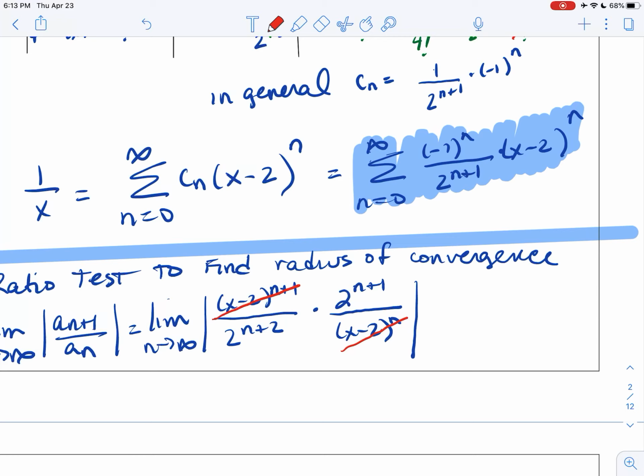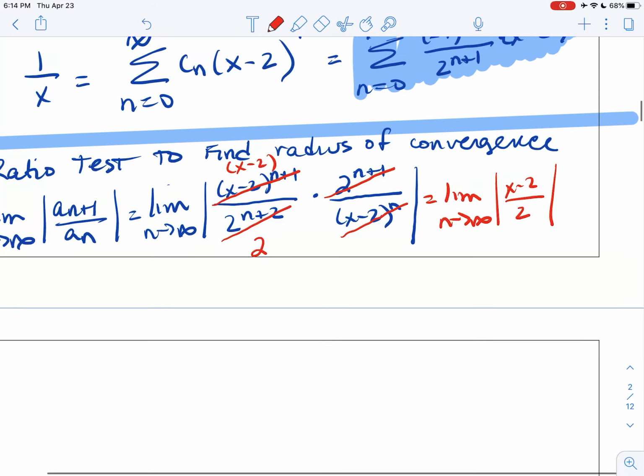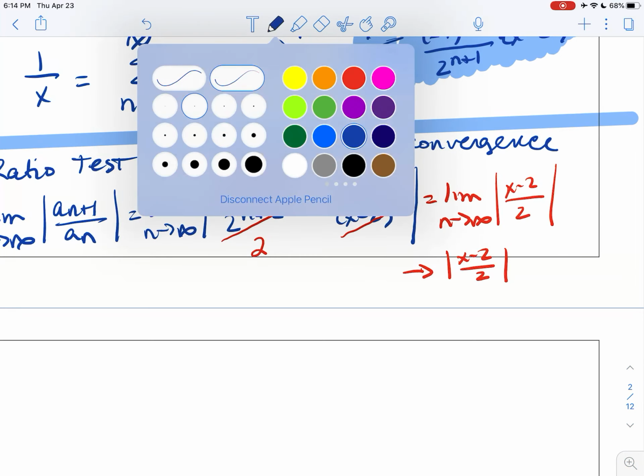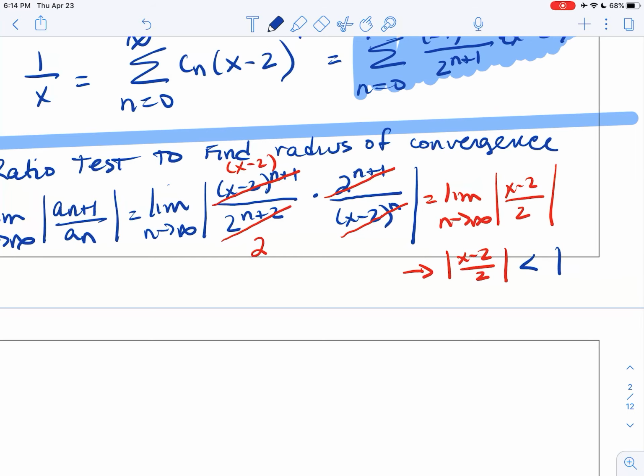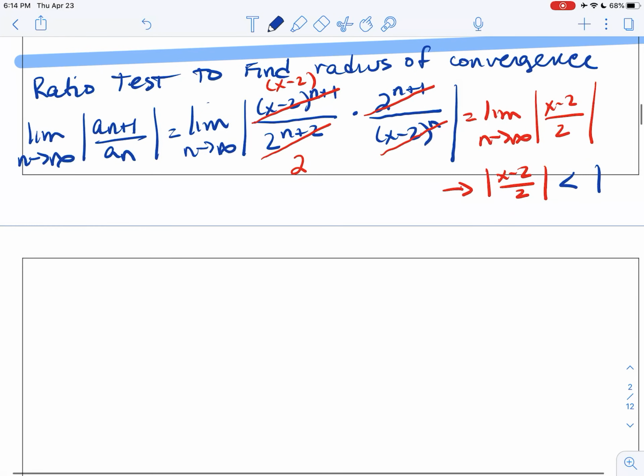I can start canceling my common factors. The n x minus 2's cancel with n plus 1 x minus 2's to leave x minus 2 left over, and n plus 1 2's cancel with n plus 2 2's to leave one factor of 2 left over. And I have that this is going to equal my limit as n goes to infinity of absolute value of x minus 2 over 2. And that is a constant under that operator, so it is going to be absolute value of x minus 2 over 2. And remember, we want to force convergence, so we want to say that that is less than 1.